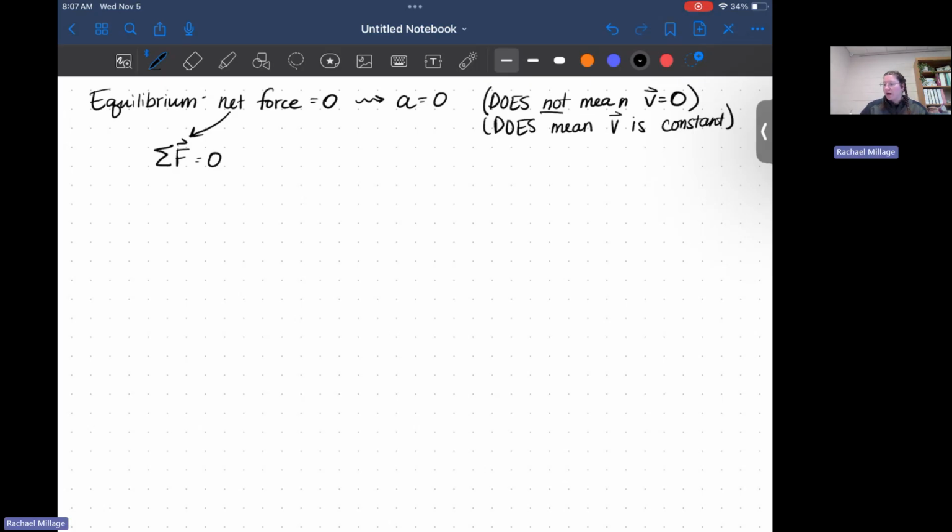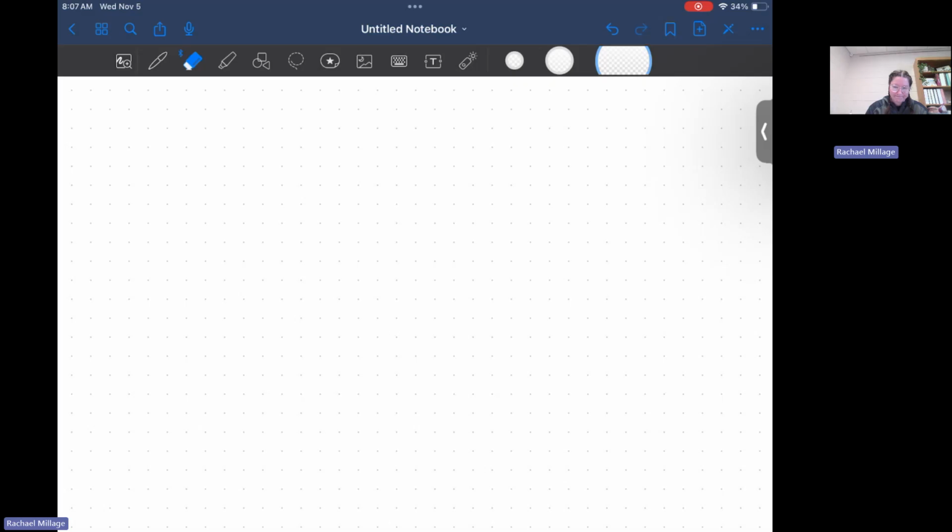So now we're going to walk through a couple examples to help us understand things like tension and equilibrium.